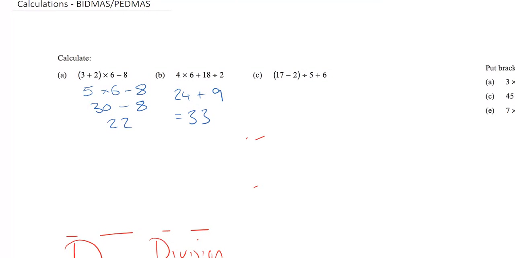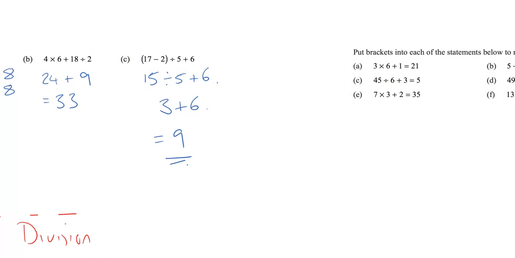In C, we've got to do the brackets first, okay, the parentheses. So that's going to be 15 divided by 5 plus 6. Then after that, the next thing on our list is division. So 15 divided by 5 is 3. So I've got 3 plus 6. And then finally, 3 plus 6 is, of course, 9. So 9 is going to be our final answer. And you would get a different answer if you had done that in a different order.